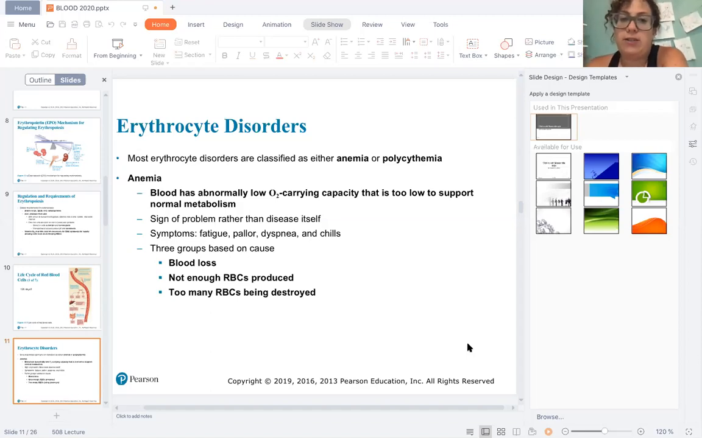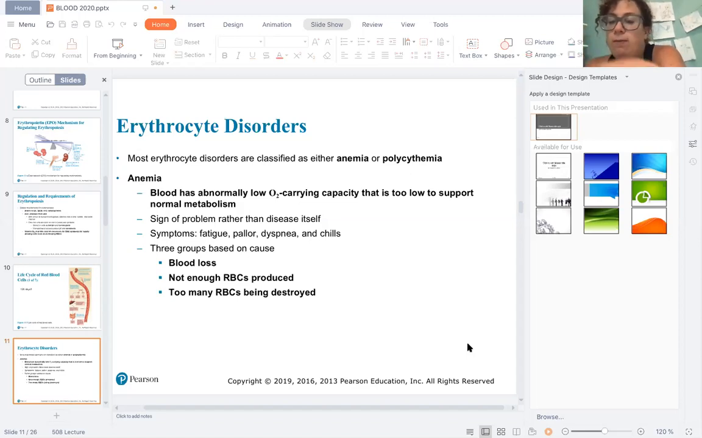So anemia is when there's too little oxygen carrying capacity. Normally a person will present with fatigue and very pale skin. The insides of their eyelids will be really pale. They have shortness of breath. Sometimes they'll have headaches. Sometimes they'll bruise really easily.